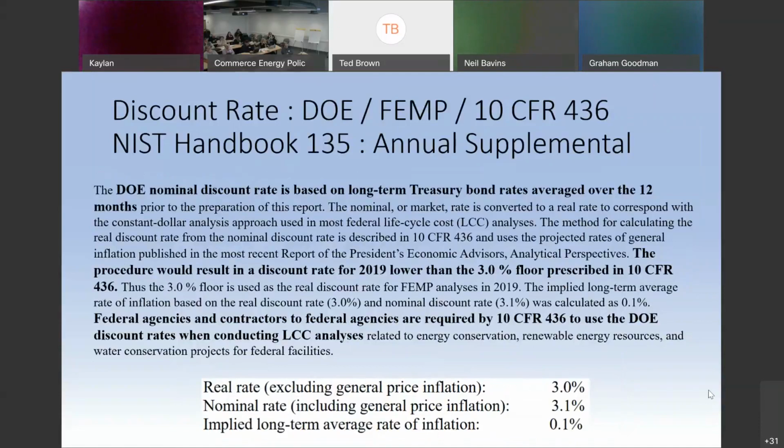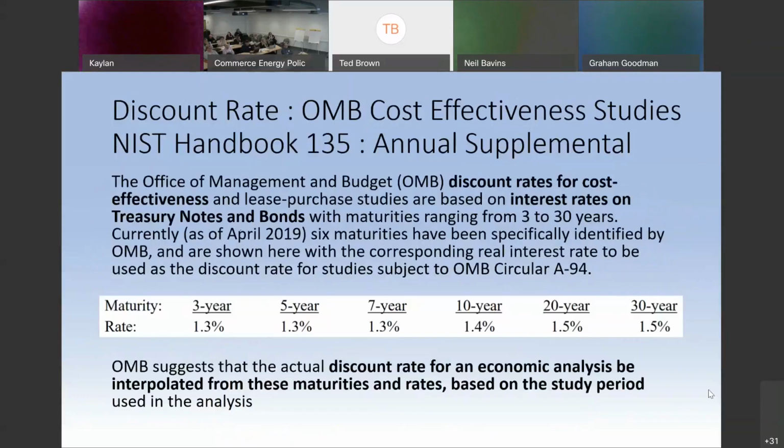Within the NIST Handbook 135, the annual supplement that is referenced and produced every year by the federal government specifies what the discount rate is for all DOE projects and federal contracts. It uses a methodology looking at the cost of borrowing for federal buildings, but determined that the cost of borrowing is lower than a floor they have established of 3%. So they are using the floor of 3% for all federal buildings and contracts, except for a smaller group of buildings that are not subject to that price floor, and they're using the current federal rates of borrowing based on an average of what the useful life is.